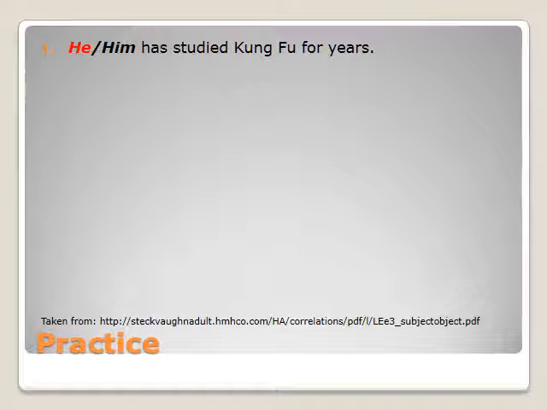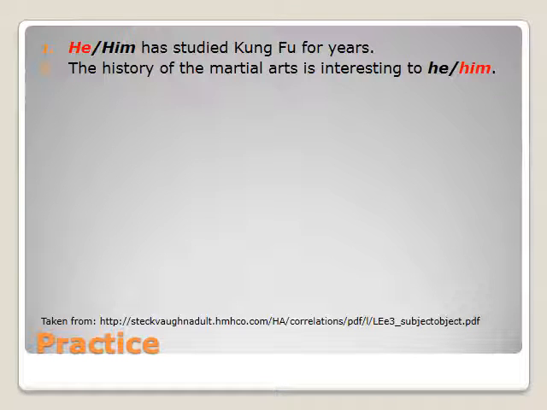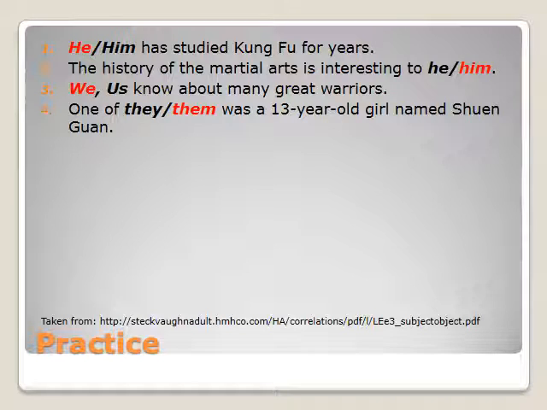Okay, so here are the answers. This first one, we say he has studied Kung Fu for years. He is the subject pronoun, and it comes before the verb. In this next one, the history of martial arts is interesting to him. Him is an object pronoun, and it comes after the preposition to. We know about many great warriors, we is a subject pronoun, and it's coming before the verb know. One of them was a 13-year-old girl named Xuan Guan. So them is an object pronoun, and it's coming after the preposition of.